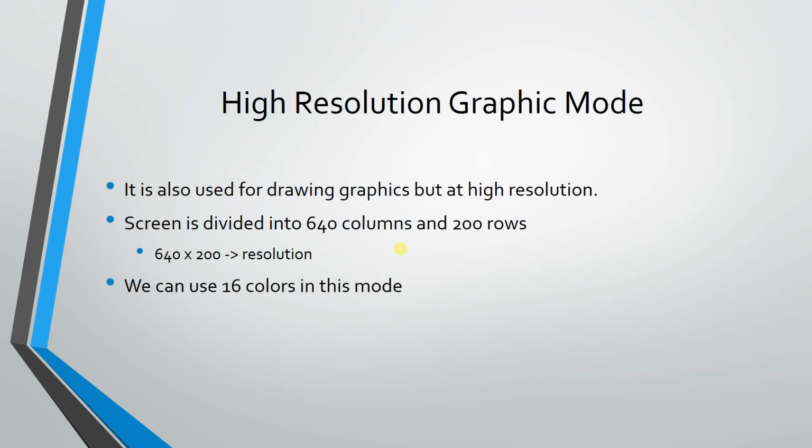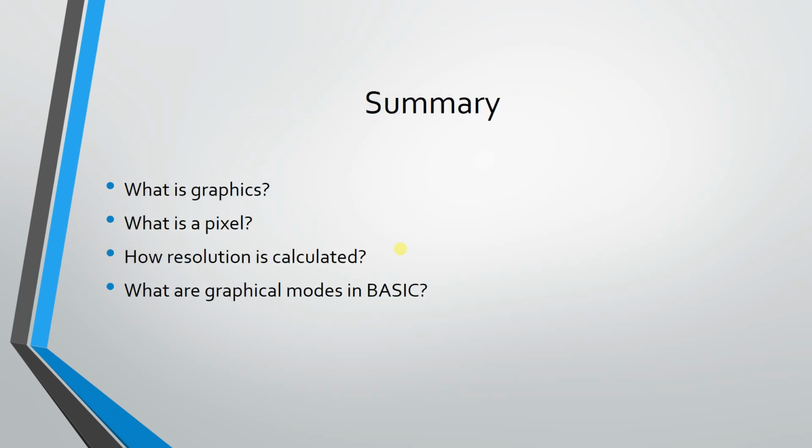Our next and last graphic mode is the high resolution graphic mode. It is also used for drawing graphics, but as the name suggests, it is used to draw graphics at high resolution because the screen is divided into 640 columns and 200 rows. So the resolution will be 640 by 200, and we can also use 16 colors in this mode. So what we have learned so far is what graphics are, what a pixel is, how resolution is calculated, and what the graphical modes in BASIC are.